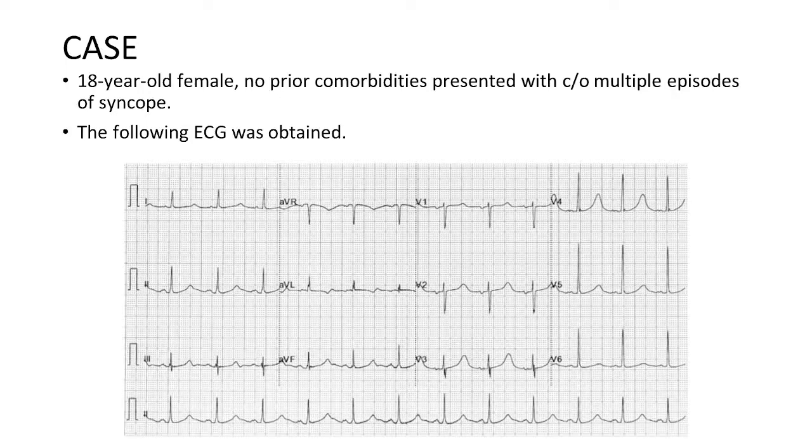An 18-year-old female, no prior comorbidities, presents with the chief complaint of multiple episodes of syncope. The following ECG was obtained. On the ECG, the rate is normal, around 60, the rhythm is regular, P waves are there, there's no widening, and the QT is prolonged. So let's discuss long QT syndrome.